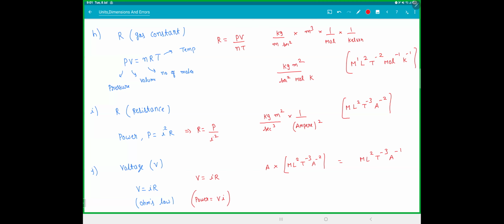Let's see one more. Any doubts on this page? Shreyan, Advai, clear with this? Shaunak, Srihari, Tanishka, clear? Next thing.